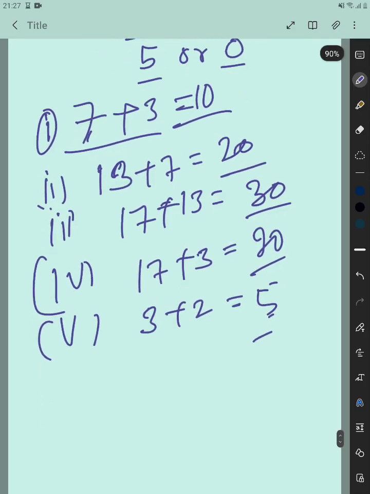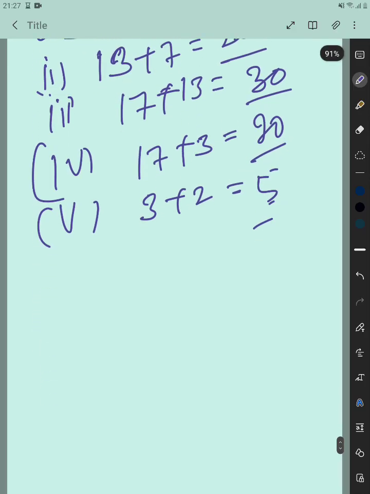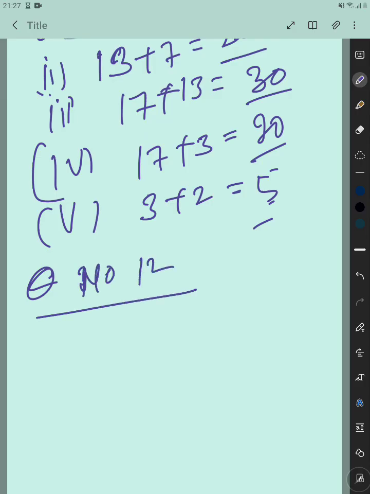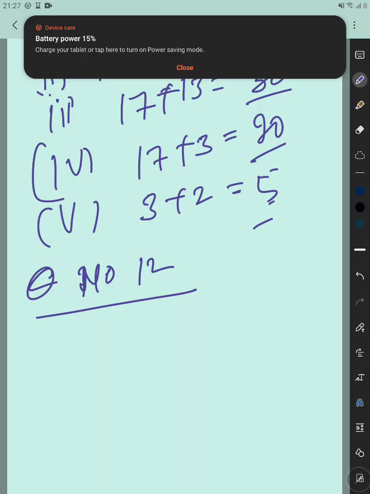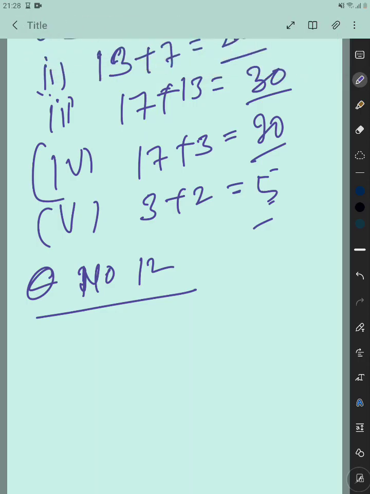Now we have arrived at question number 12. This is the last question, and it is fill in the blanks. A is: a number which has only two factors is called prime. If any number has two factors, it is called prime. So in the blank you need to write prime.